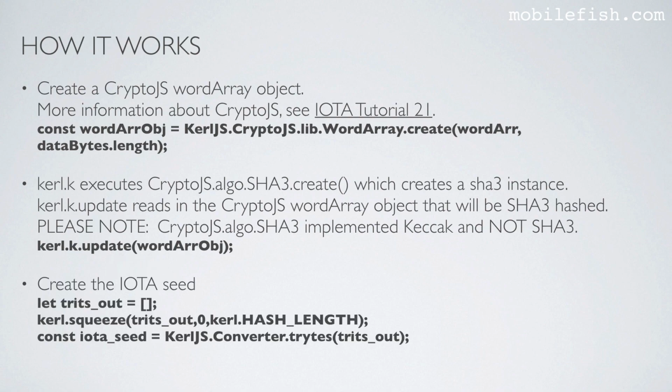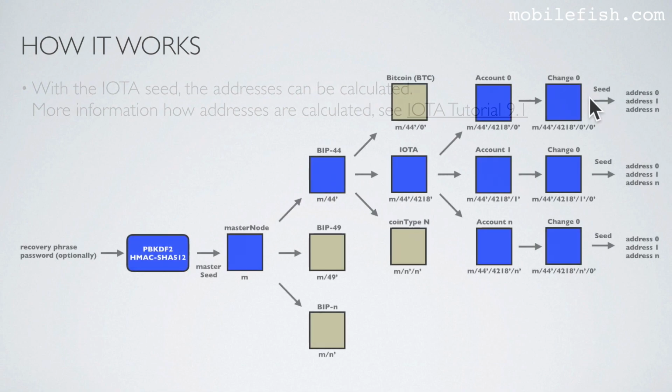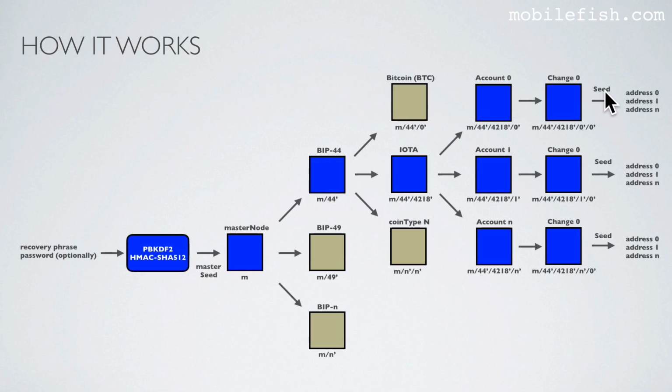And the final step is to create the IOTA seed. And this is how it is done in code. With the IOTA seed, the addresses can be calculated. More information on how addresses are calculated, see IOTA tutorial 9.1. So once we have calculated our seed, we can generate our addresses. And this is important to know.